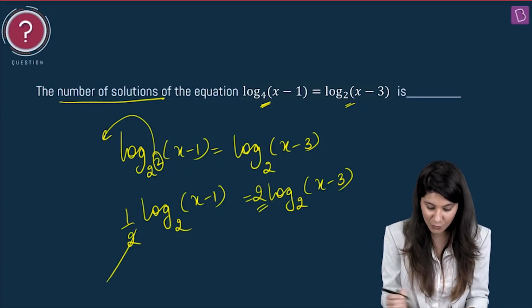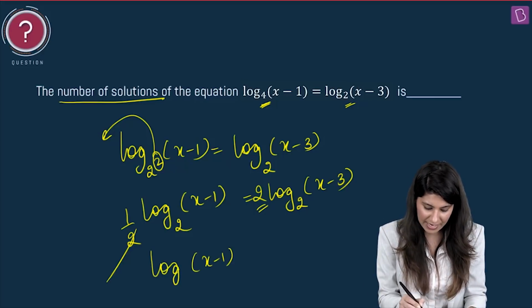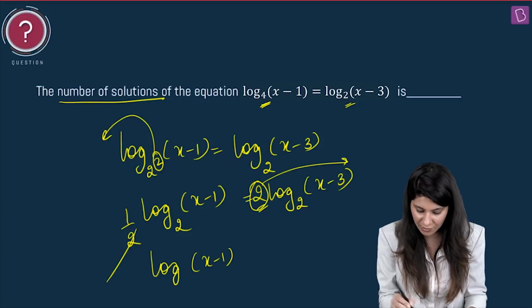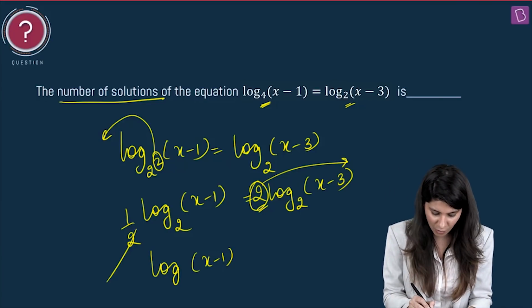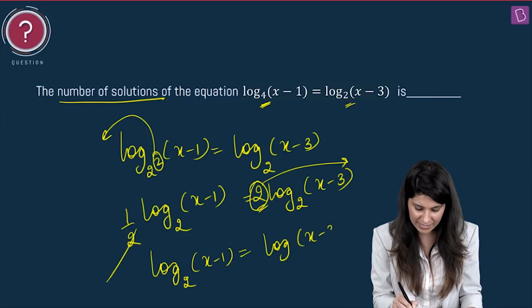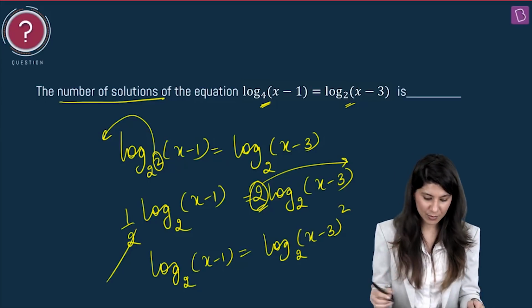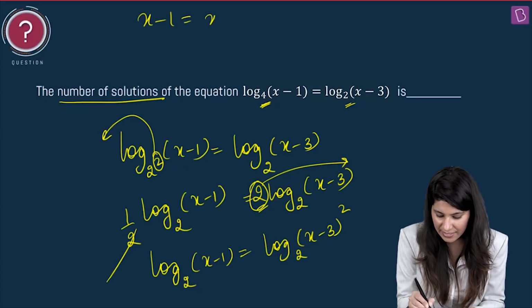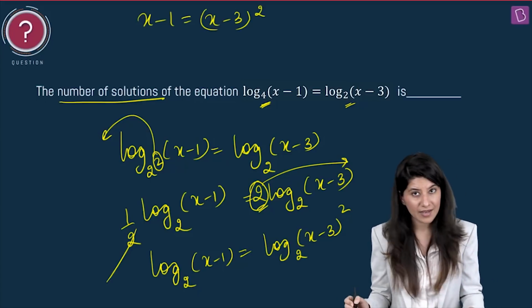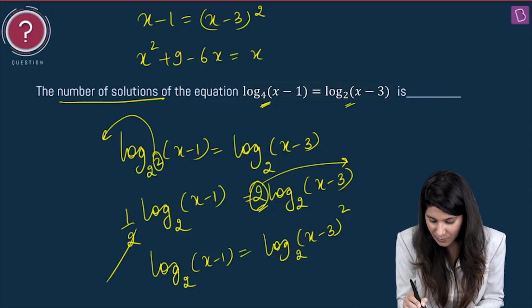Right? Now this 2, in the next step, I'll be applying the property. I'll take this 2 in the power of x minus 3. So we have log (x minus 1) to the base 2 equals log (x minus 3) square to the base 2. Let's remove log from both the sides. We have x minus 1 equals (x minus 3) whole square. Right? So we have x square plus 9 minus 6x equals x minus 1.